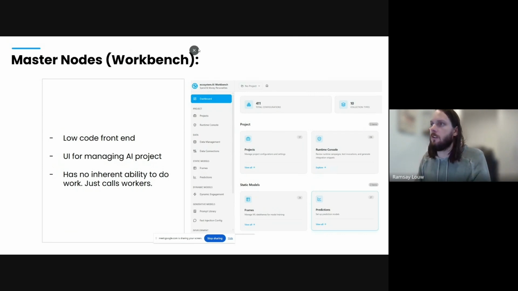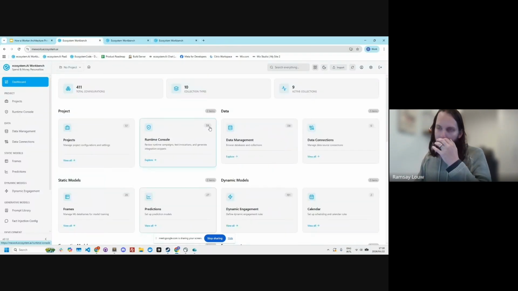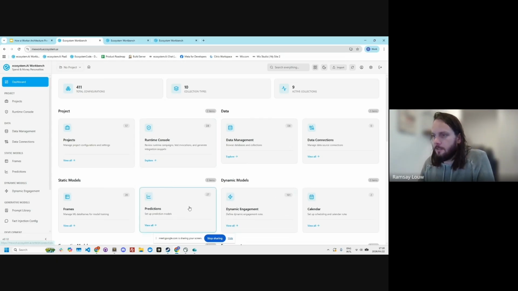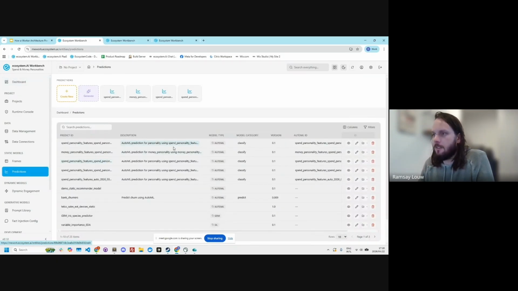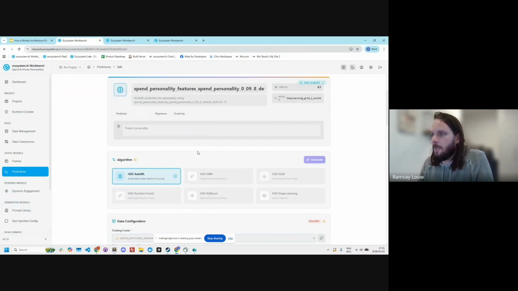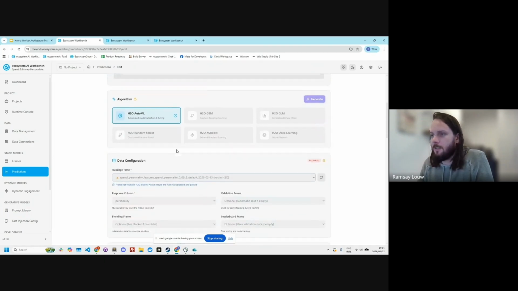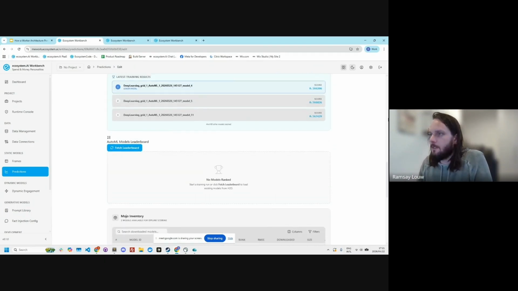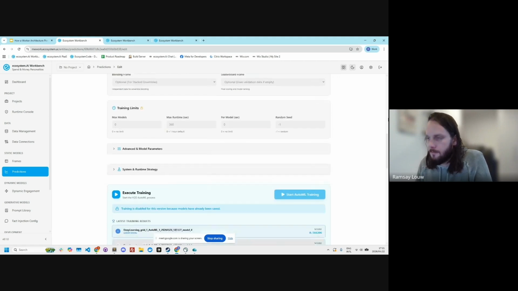I'll just briefly show you what the workbench looks like. I'm not going to go too deep into this, since we have lots of other meetups that cover these different aspects of it. But essentially, like I said, at the front end you can click on things and look at something like the predictions. This list that was just generated here was a call to a worker. If I click any of these buttons now, that'll be a call to a worker. There's actually no inherent ability here. It all sticks to the worker architecture.